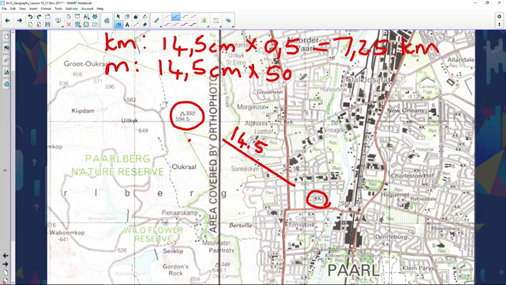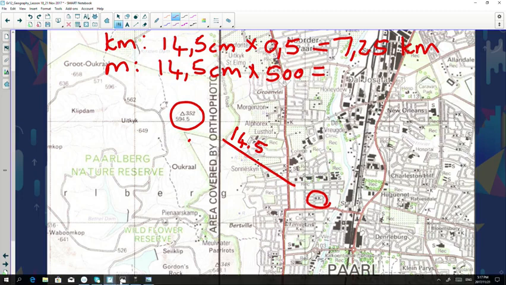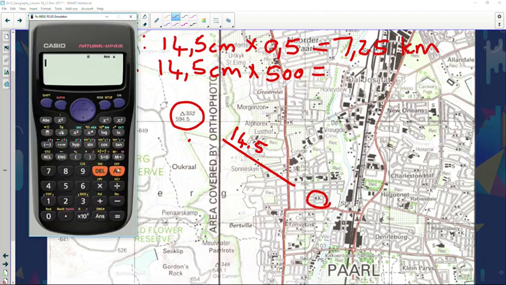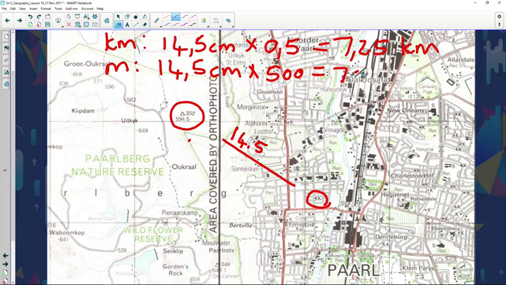Now, same, if the question asks to calculate the distance in meters, you're going to say 14.5 centimeters times, what's the formula? 500. And let's go and calculate it quickly. And that gives us 7,250 meters.